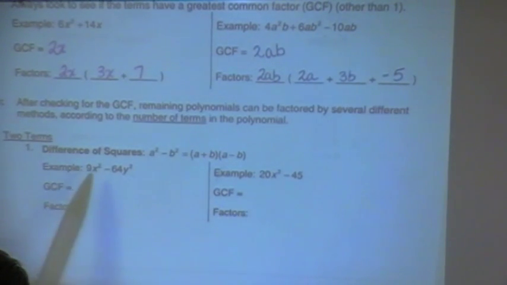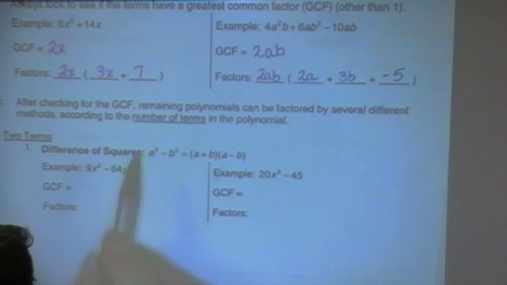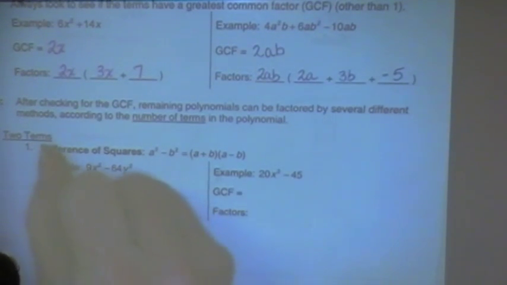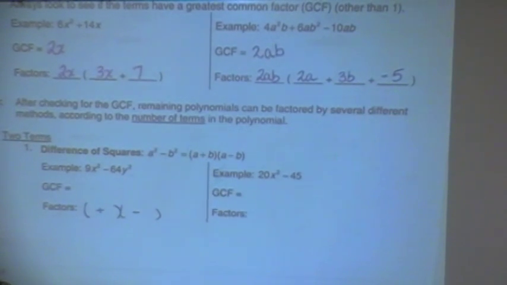But I do notice 9 is a perfect square, 64 is a perfect square, x squared is a perfect square, y squared is a perfect square, and there's a minus in the middle. So this is a difference of two squares. So you just follow the pattern, two sets of parentheses. One has a plus, one has a minus.